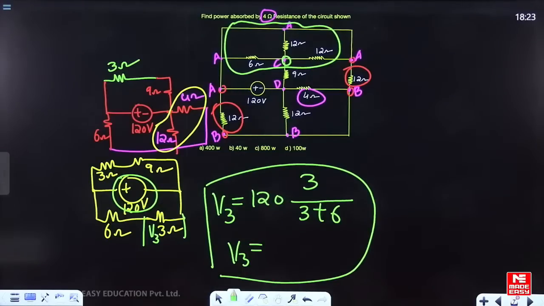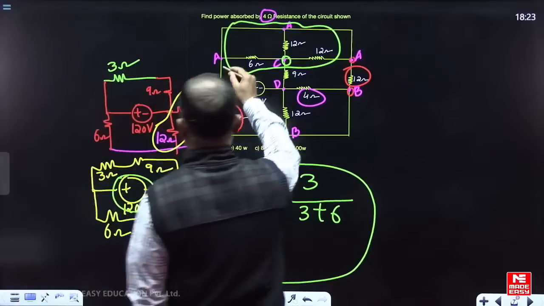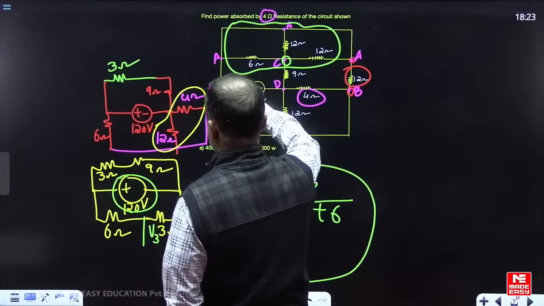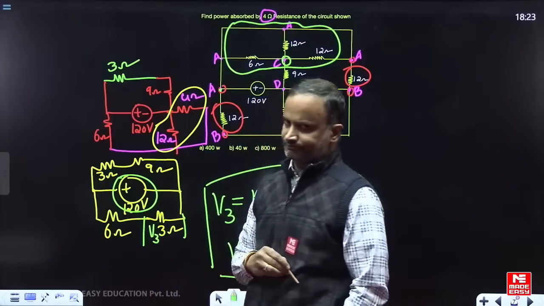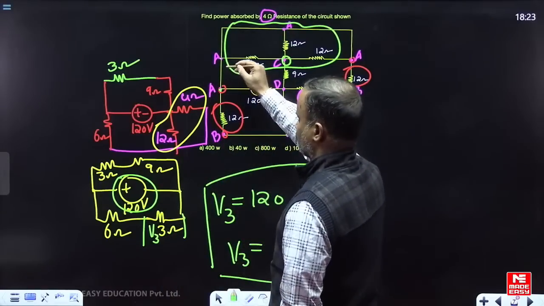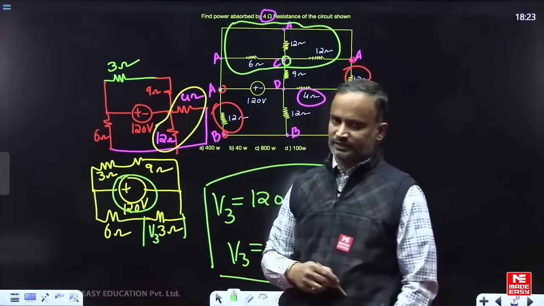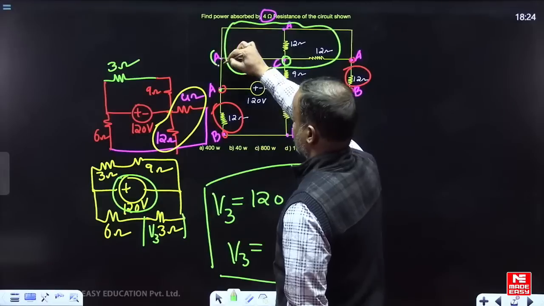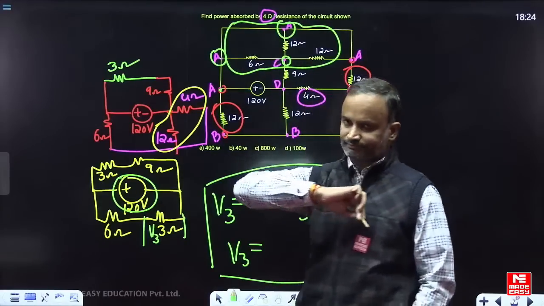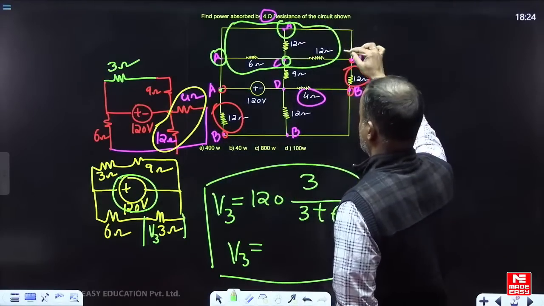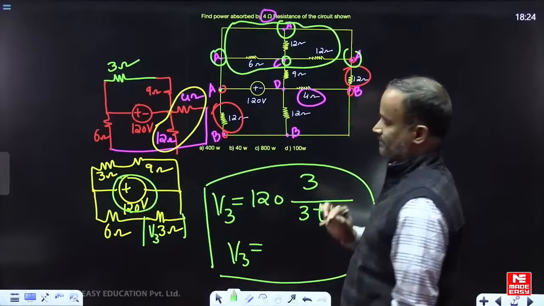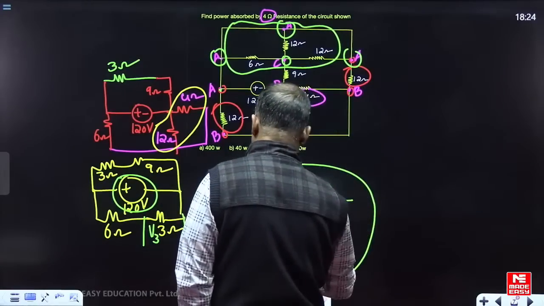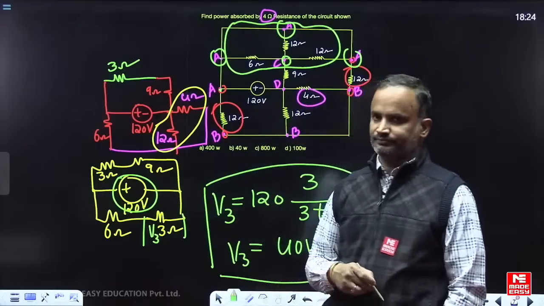Aditya, somebody asked how they have the same potential. If no element is present, we can say the potential at both points is the same. If any element is there, some voltage drop is present across the element. But in this example, no element is present, so the potential at both is the same. Check if you simplify this, V3 is equal to 40 volts.